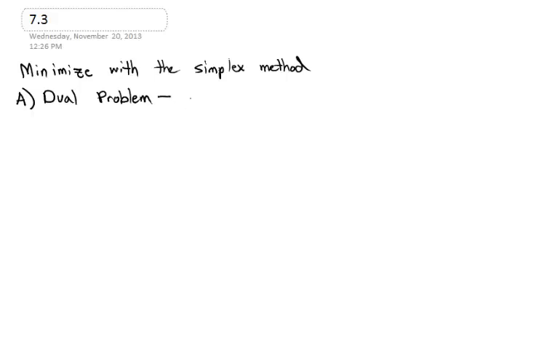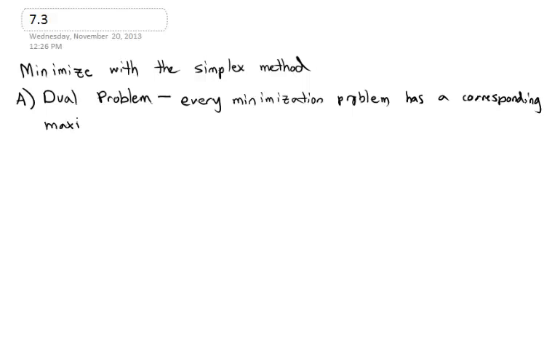The idea behind a dual problem is that every minimization problem has a corresponding maximization problem. And similarly, every maximization problem has a corresponding minimization problem.